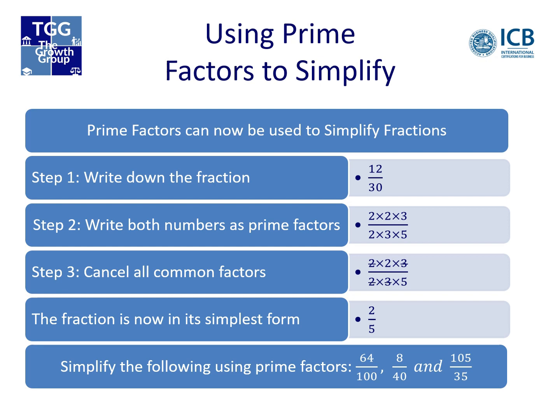30 is the same as 6 times 5. 5 is a prime number, but 6 is not, so we'll write that as 2 times 3 times 5. Step 3, we then simply cancel all the common factors. In this case, one of the 2's on top with the 2 at the bottom, and the 3 at the top with the 3 at the bottom. What are we left with? We are left with 2/5, and now the fraction is in its simplest form.